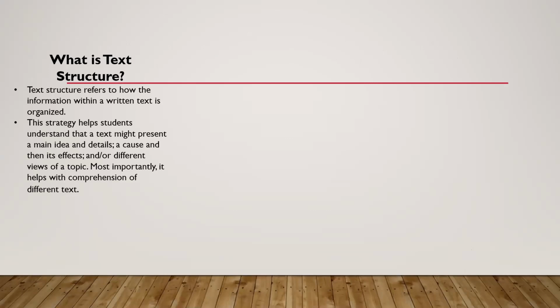So basically, what is text structure? Text structure refers to how the information within a written text is organized. It can help students understand that a text might present a main idea and details, a cause and then its effects, and or different views of a topic. Most importantly, it helps students improve their understanding, their comprehension of different texts.